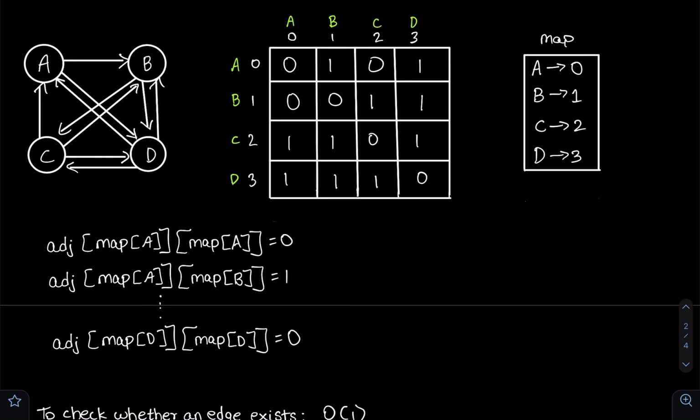So what will happen is we'll go map of A, that's 0, and this will be equivalent to saying adjacency of 0 and 0. So you go here and put a 0 there. And similarly for adjacency of map of A, map of B, you get 0, 1, and you go to 0, 1 and put a 1. And so on. You can do this for the rest of the graph.